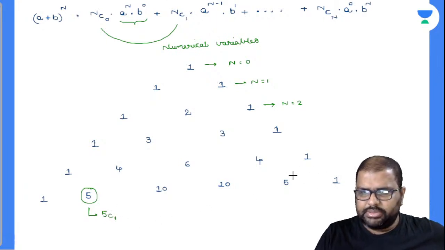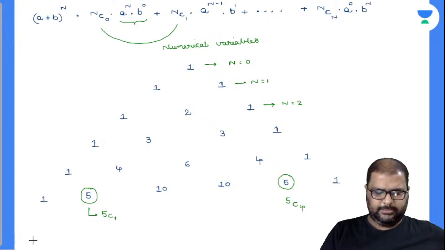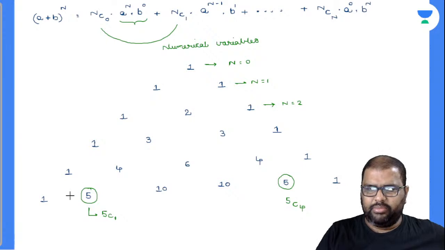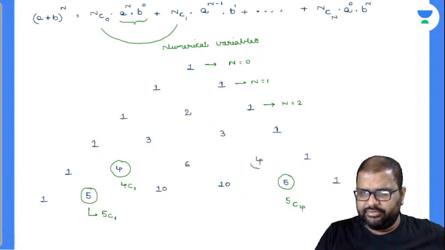And you closely observe there, what is this 5? Is it 5C4? Because the last value will represent NCN. I'll underline one more value here. Let me know this value there. Is it 4C1? How much is this? Is it 4C3?